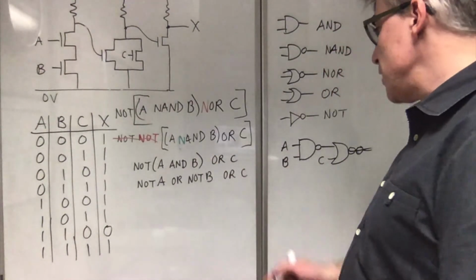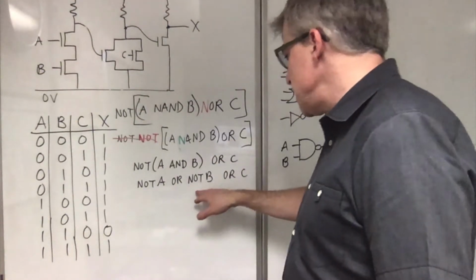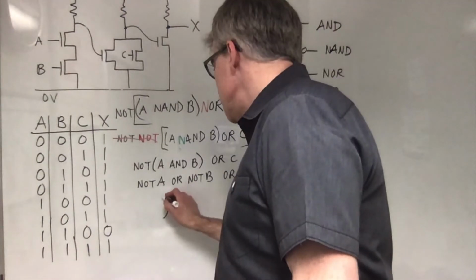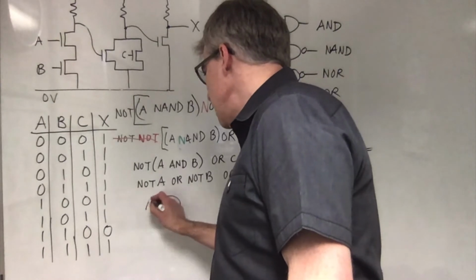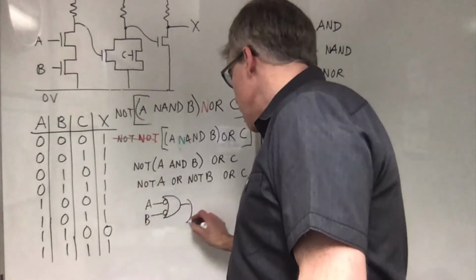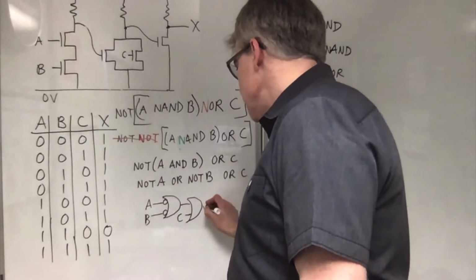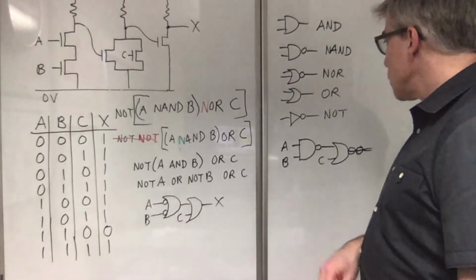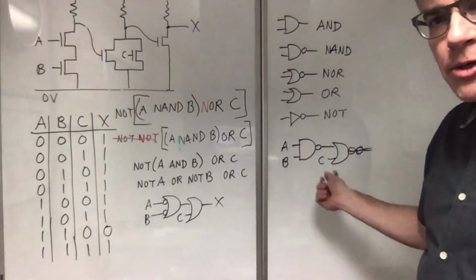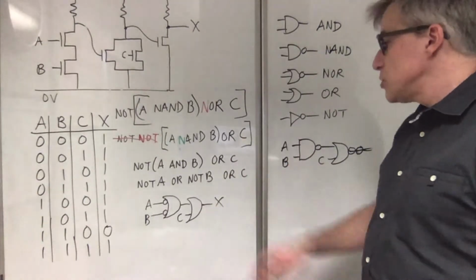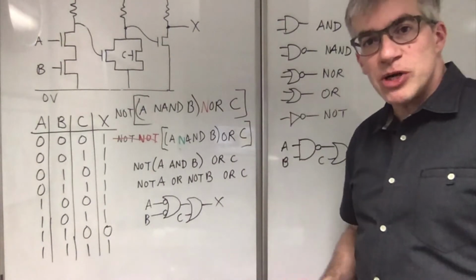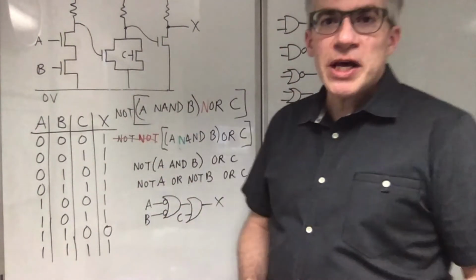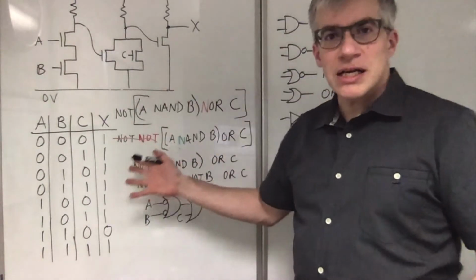To put these all together, not A or not B or C, into a logic gate diagram, we would say not A, not B, or C. And there you have it. So clearly there's more than one way to write these logic gates, just as there's more than one way to write the logical expression. There's only one truth table for a given circuit. So I hope that example clarifies how you can analyze digital circuits.